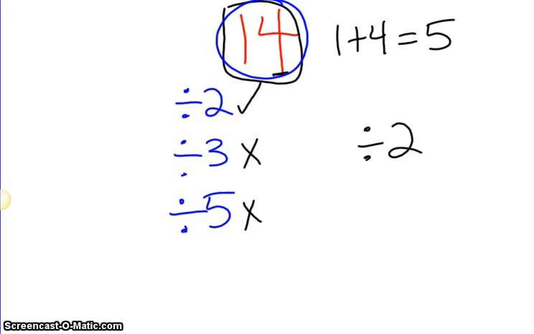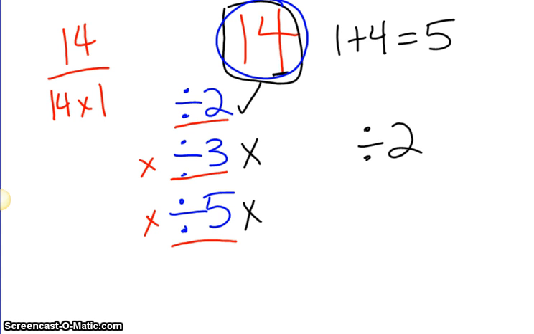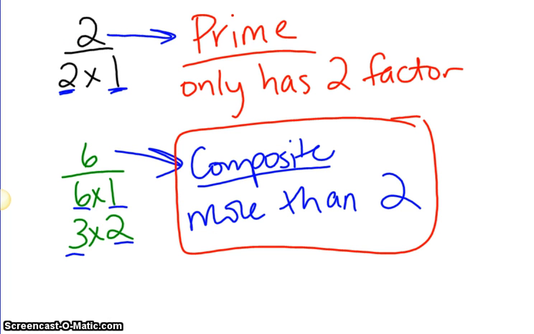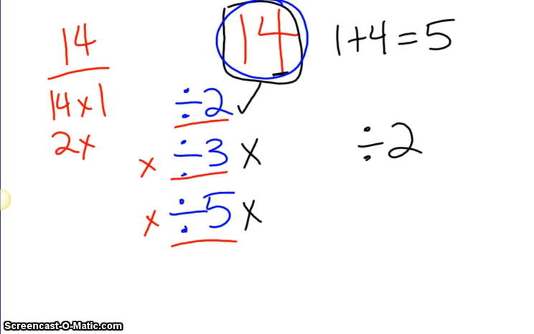So if we were given a number like 14, and we use our 3 divisibility rules, we know that 14 already has 14 times 1. We're trying to see if it has anything else. Well, we know that it did not have a 5. We know that it did not have a 3, but it did have 2 times something. So right now, that already means that 14 has more than 2 factors. So what kind of number has more than 2 factors? The kind of number that has more than 2 factors is a composite number. So 14 would be composite.